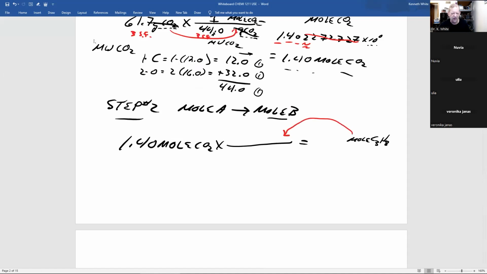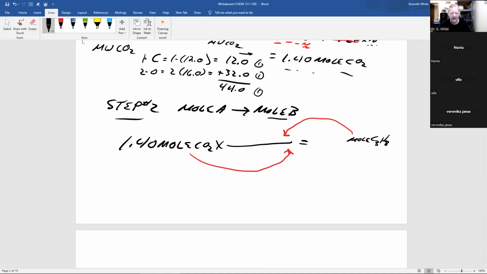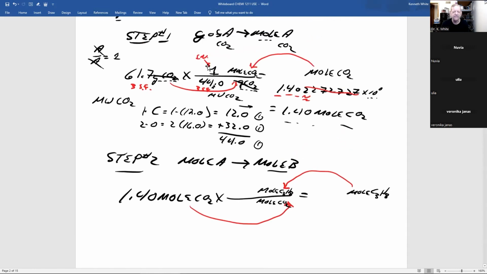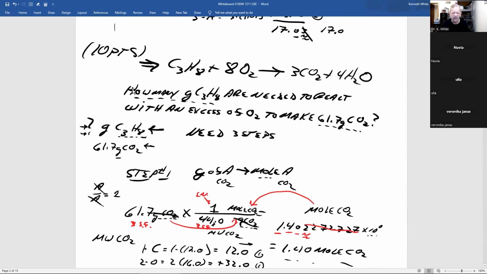Whatever we're trying to get to goes on top. The units, whatever we're trying to get rid of, goes underneath. And here we have moles of C3H8 propane. And underneath we have moles of carbon dioxide, CO2. And where do we get a relationship between moles of CO2 and moles of C3H8? From our balanced chemical equation. Remember, the coefficients give us molar relationships. And when there's no number, it's the number 1.